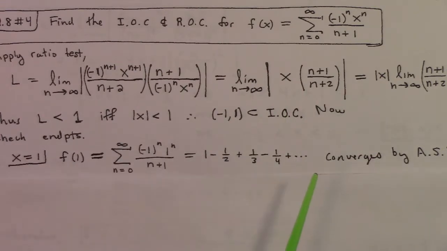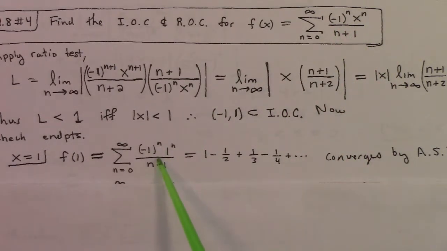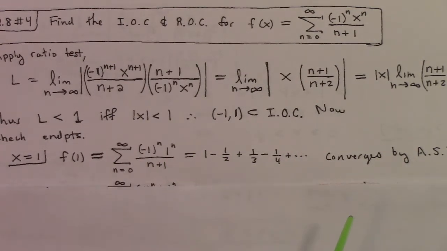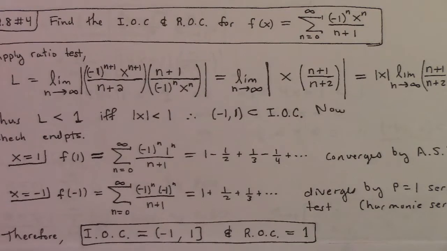Next up, I check the endpoints. Plug in 1, I get the alternating harmonic series, which converges by the alternating series test. Plug in -1. This time those signs cancel, and I get 1 plus a half plus a third. That's no good. This is the p equals 1 series. That diverges. So, in summary, the interval of convergence this time is -1 to 1, with 1 included, and the radius of convergence is 1.